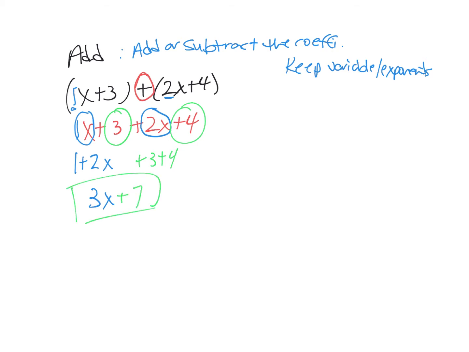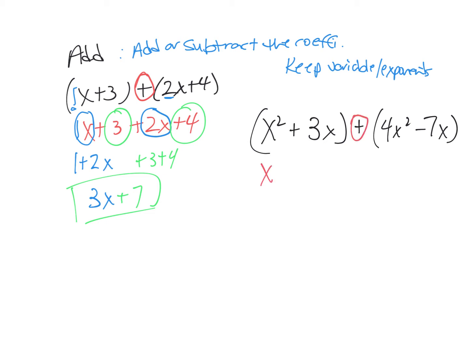So the same thing would happen if I said x squared plus 3x plus 4x squared, let's not do plus, let's do minus. Let's put a subtraction sign in there. Minus 7x, okay? Again, double check, you're adding. So we have x squared plus 3x plus 4x squared minus 7x.